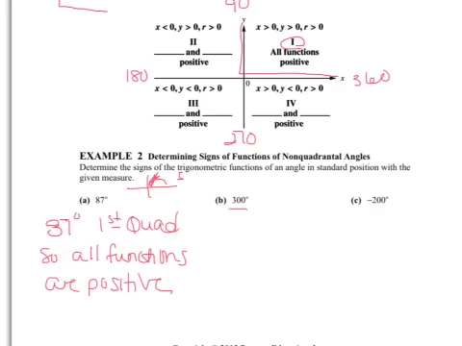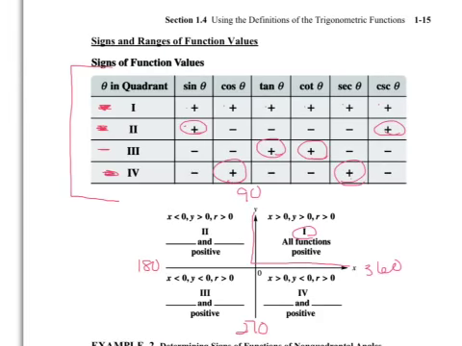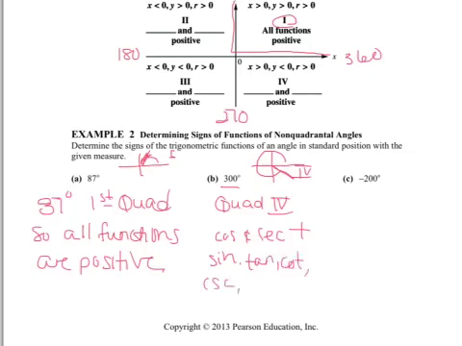Okay, my next one is 300 degrees. Well, if I think about 300 degrees, approximately about here, this would be about 300 degrees, so that is in quadrant 4. If I scroll back up to my quadrant 4, it tells me right here that only cosine and secant are positive values. So I can go down and say 300, because 300 is in quad 4, that cosine and secant are positive, sine, tangent, cotangent, cosecant are all negative values.